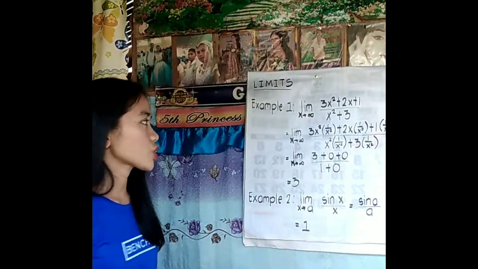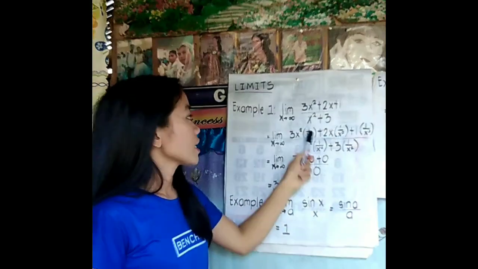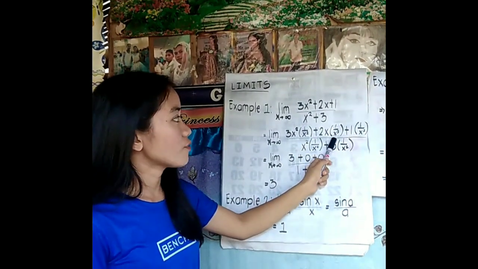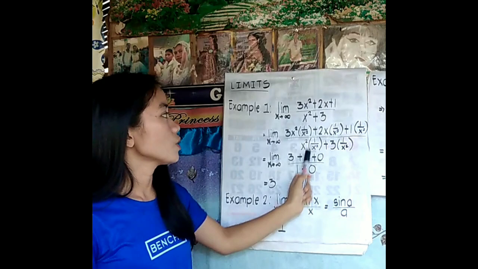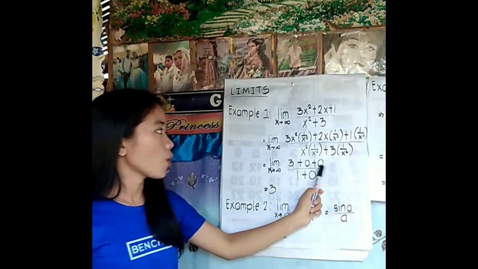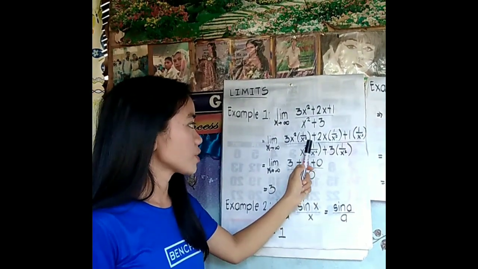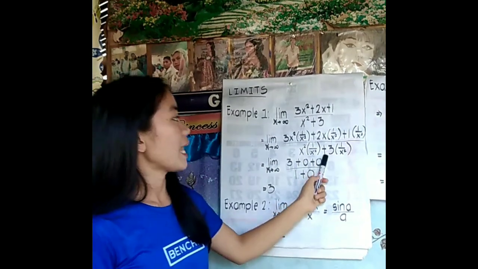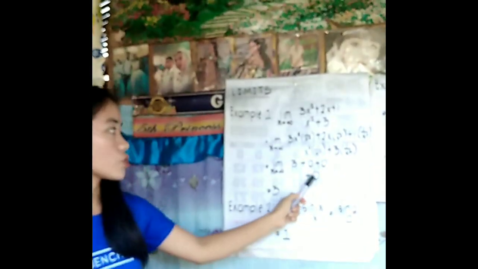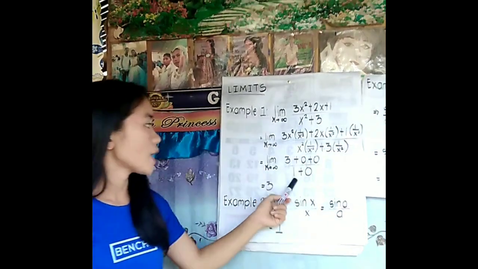Then simplify. So we have 3x squared over x squared is equal to 3. Then 2x over x squared is equal to 0. Then 1 over x squared is equal to 0. In the denominator, x squared over x squared is equal to 1, plus 3 over x squared is equal to 0. So we have 3 plus 0 plus 0 is equal to 3, all over 1 plus 0.